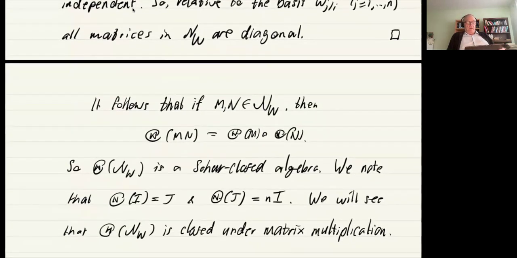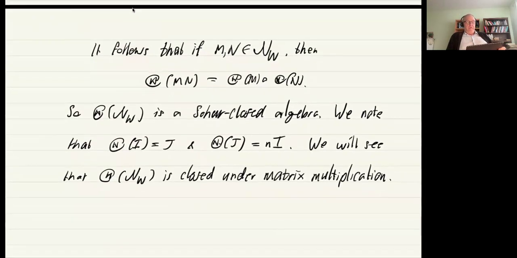Now, one consequence: since the algebra is commutative, we get an important relation, namely that the matrix of eigenvalues, if you like, of M times N is just the Schur product of the two matrices. Okay, so this map theta is taking the matrix product to the Schur product.